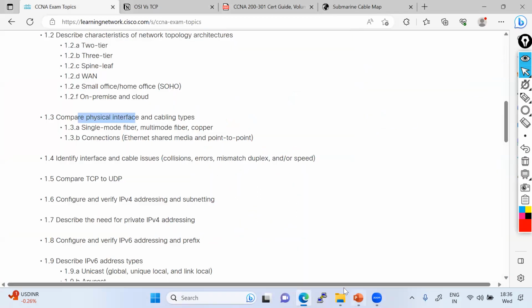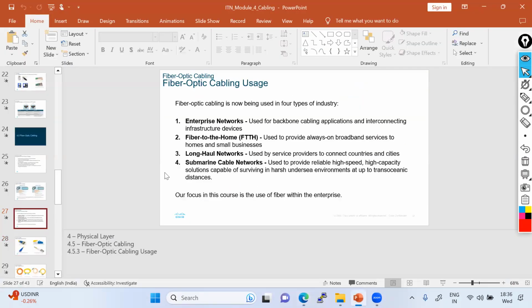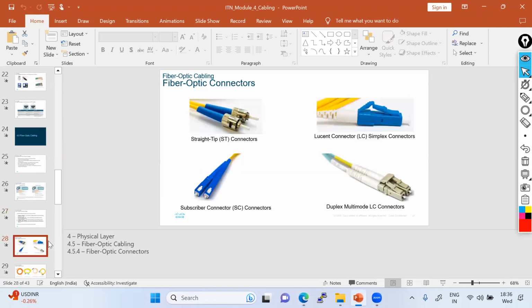Talking again about the physical side, you can see these are submarine cables, and these are the fiber connectors. We have the LC connector, Lucent connector, and the SC connector, subscriber connector. The SC connector has a small diameter, and the LC connector has a different diameter. So somewhere LC is supported, somewhere SC is supported. Then there is the ST connector, straight tip.